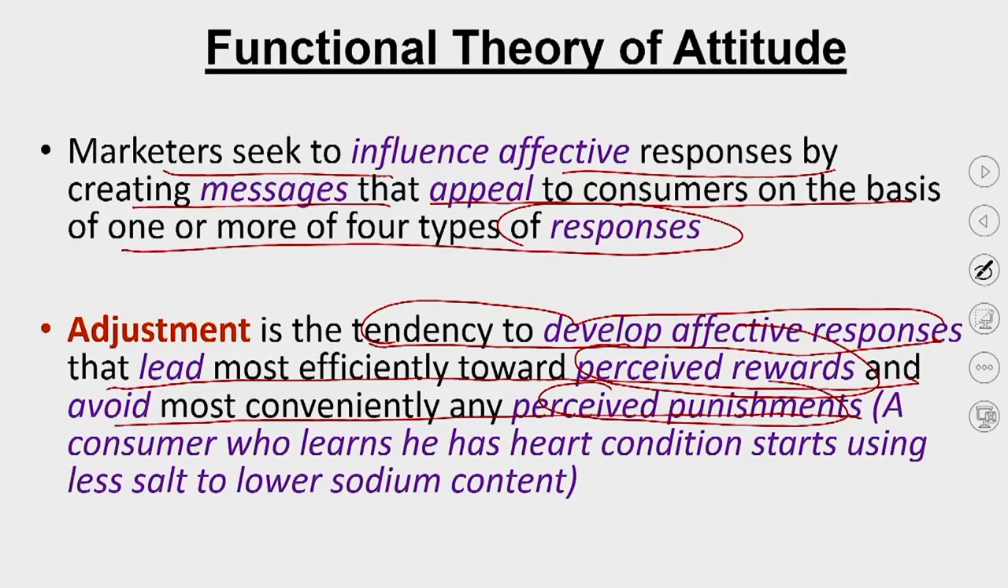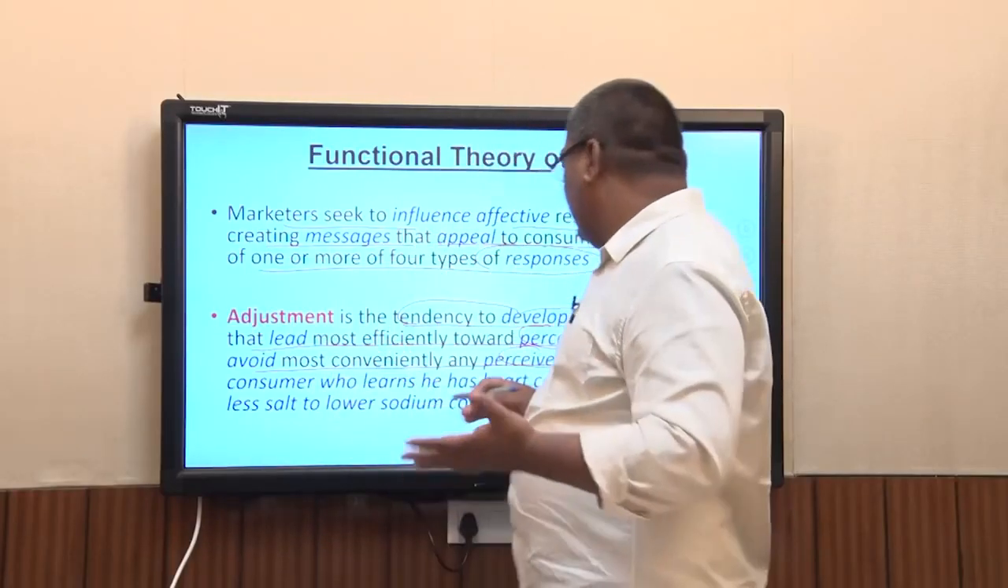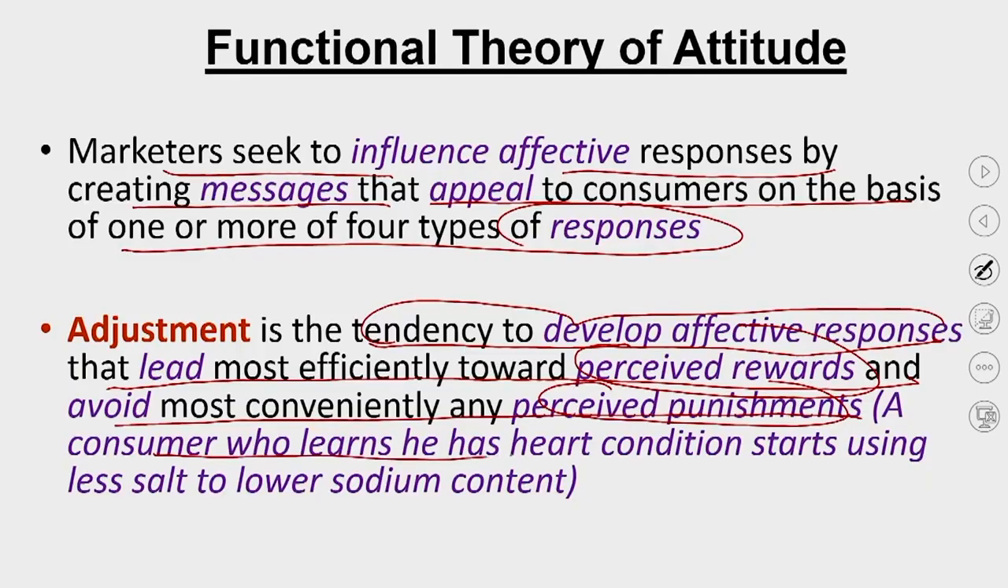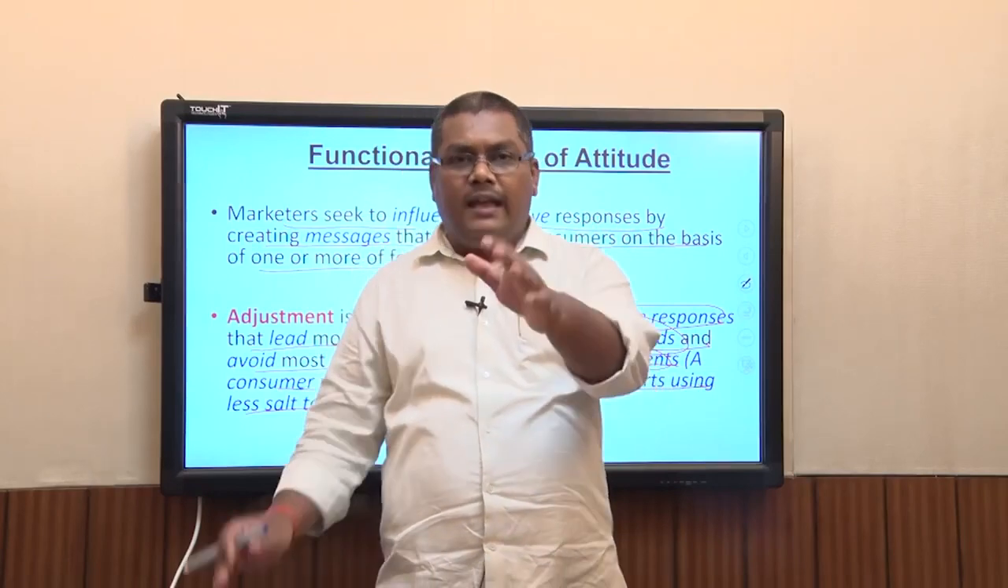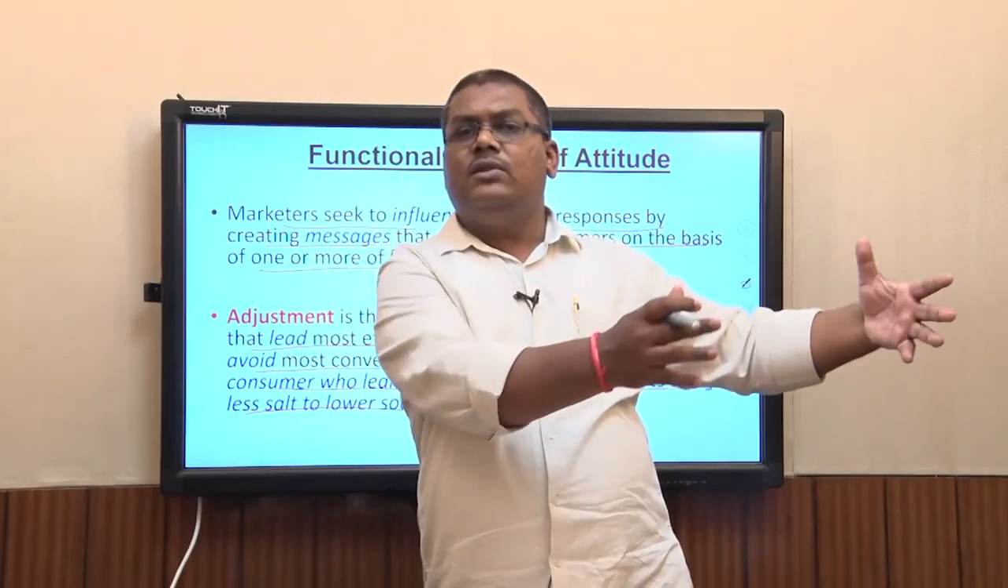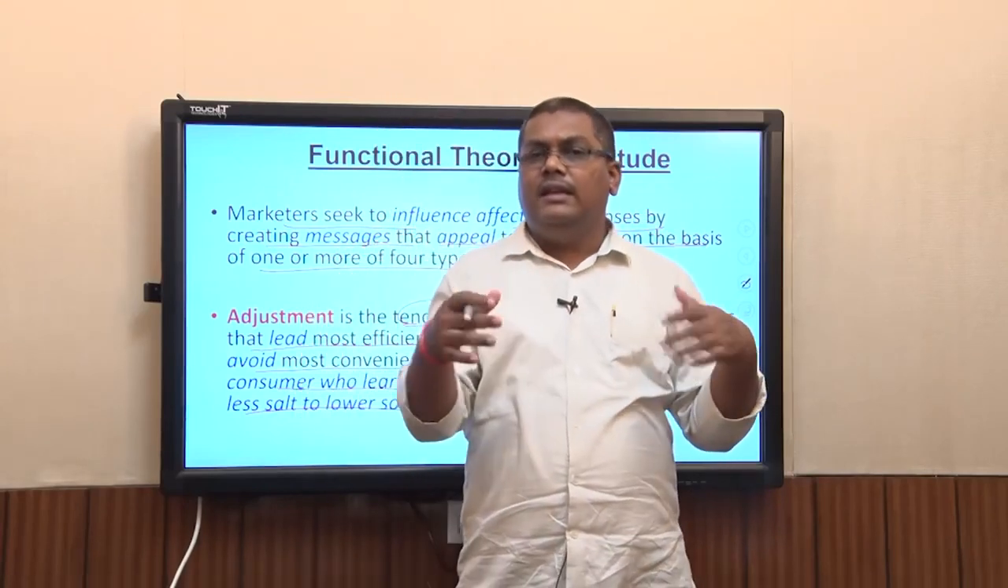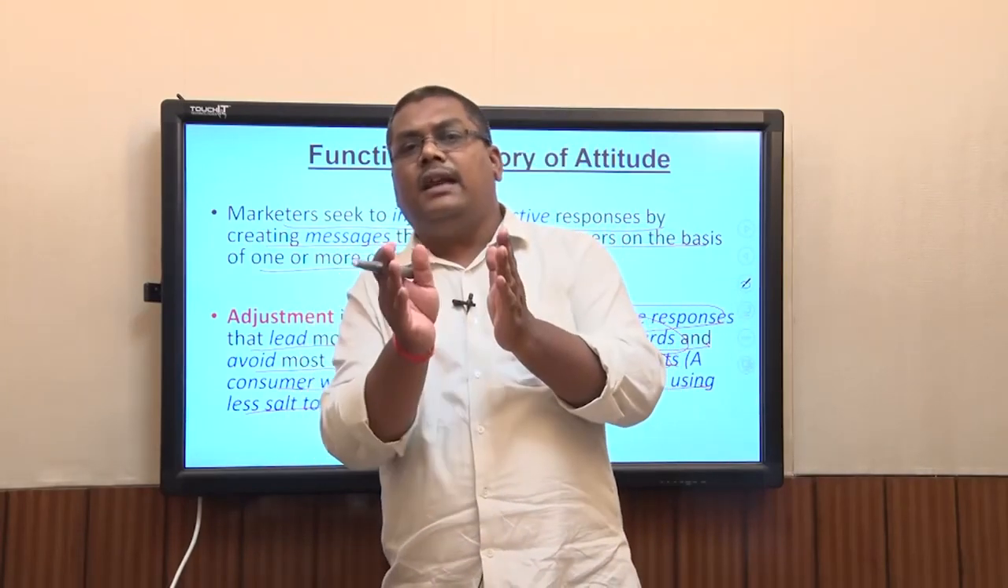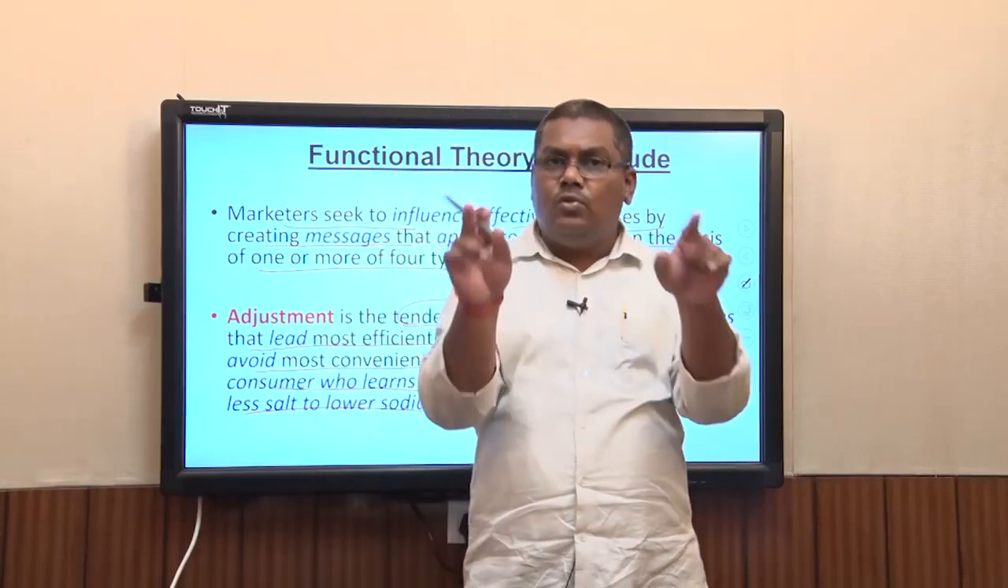So that reward is increased, they develop that feeling about a particular product based on the information, so that they get the maximum benefit out of it and avoid the most punishment out of it. Let's take an example. A consumer who learns that he has a heart condition starts using less salt to lower sodium content, that kind of a reaction. So if a consumer understands that he has a heart condition, he starts looking for salt which has lower sodium, and so he shifts to those salts. And so what manufacturers can do is change their attitude towards salt, saying that there are now two categories of salt.